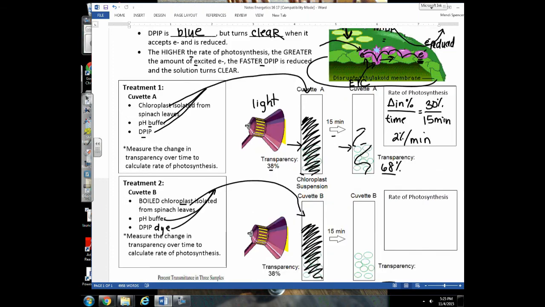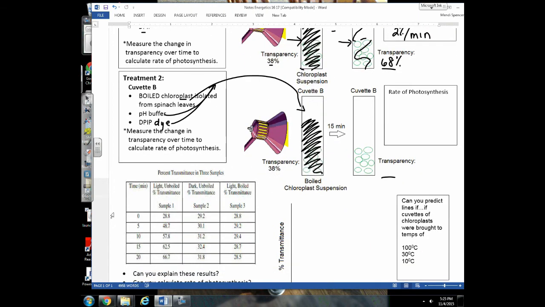So if we put the boiled chloroplast suspension in front of light, we're not going to have any exciting of electrons and passing them down the electron transport chain. So we should not see any change in transparency. It should still be at about 38%, and it should be just as dark as what it initially started off as. Again, we can calculate the rate. This one will be an easy one. Our change in percent is 0%. Our time was 15 minutes. So we can see that the rate of photosynthesis equals 0, or 0% per minute.